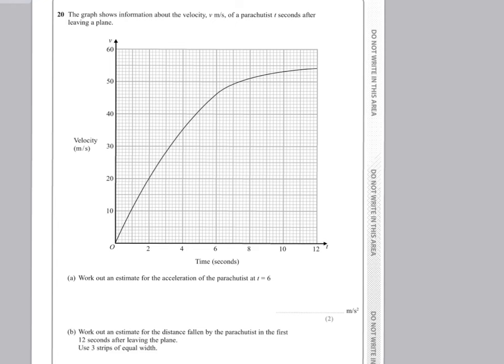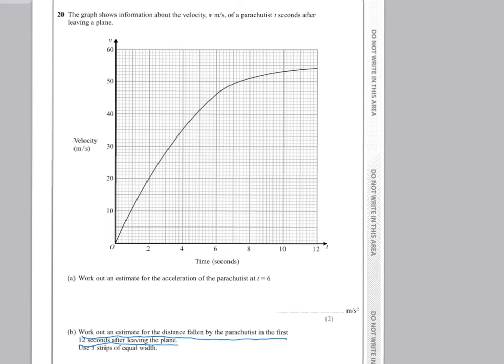The next part of this question is probably even more difficult to explain. It says, work out an estimate for the distance fallen by the parachutist in the first 12 seconds after leaving the plane. Well, I'll try and explain this as best I can because I do understand that some of you may have some difficulties, and you might have supply teachers or cover teachers, for example, so I'll try my best to explain it for you.